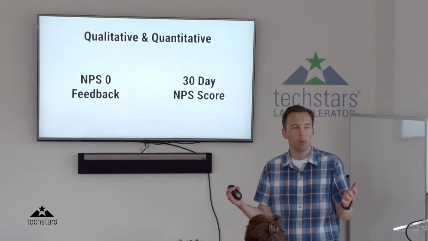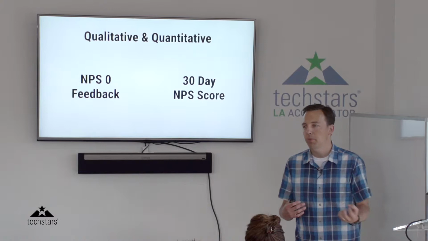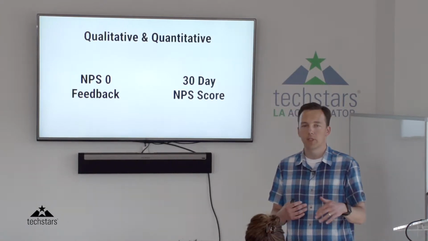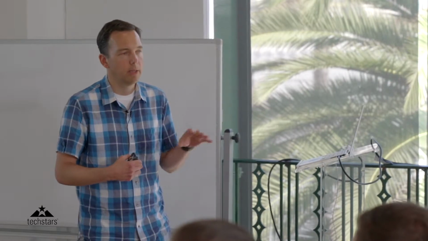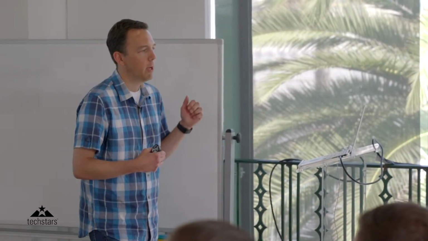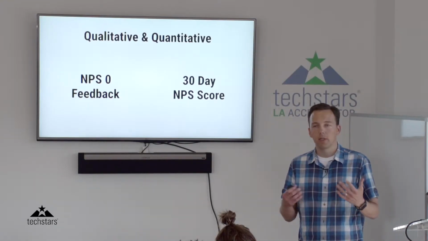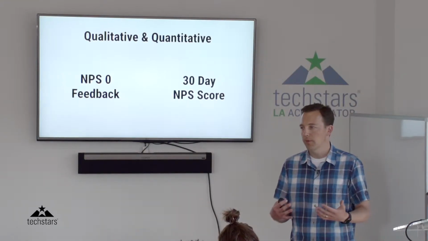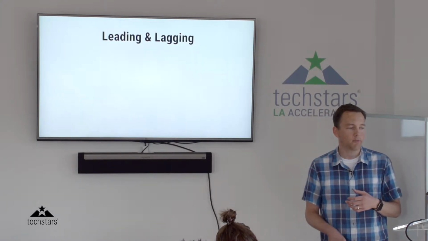An NPS example here, on the qualitative side, the storytelling side, it's really powerful. If somebody gives you a Net Promoter Score of 0, read their feedback. At Rally, when I ran and led the product team, every Net Promoter Score 0, 1, and 10 that came in, I would read. And then a quantitative is a 30-day running Net Promoter Score. So the stories as well as the data can be very powerful.